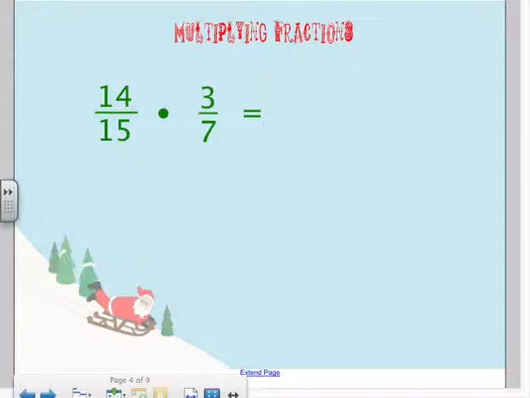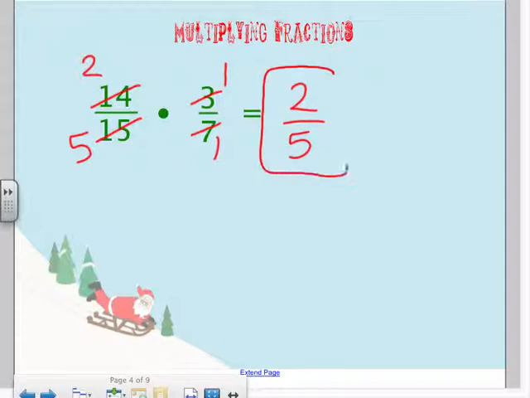All right, so let's do our simplifying ahead of time. 14 and 7 can both be divided by 7. 3 and 15 can both be divided by 3. And I've simplified so much, this just is 1. So 2 times 1 is 2, 5 times 1 is 5. And that's our answer, 2/5. So simplifying ahead of time can save you a lot of work.